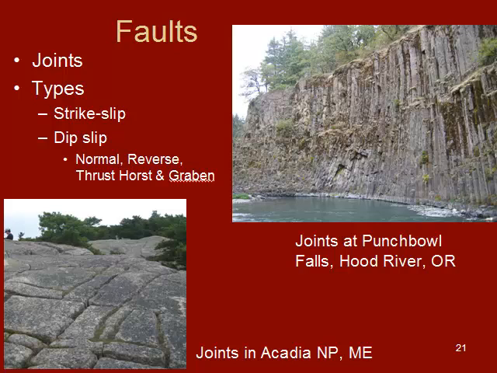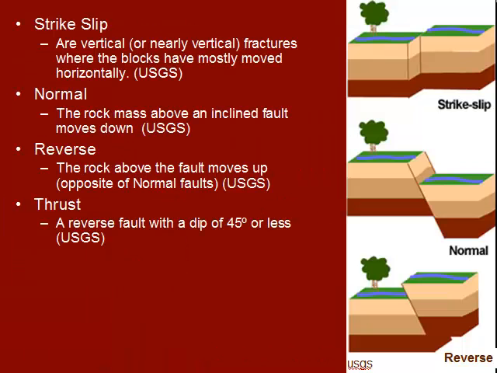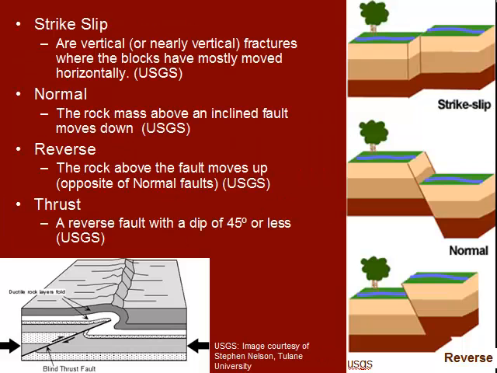So faults. When we see breaks in the rock where there hasn't been any movement, we call those joints. Things like the columnar jointing we see in Oregon, in the columnar basalts that we have in the gorge. And these are some rectangular joints in Acadia National Park in Maine. So joints, fractures in the rock where there is no movement. But faults are where we have breaks in the rock where we actually have movement.